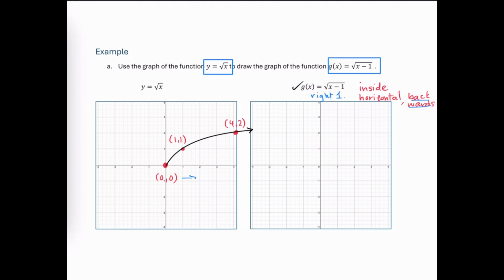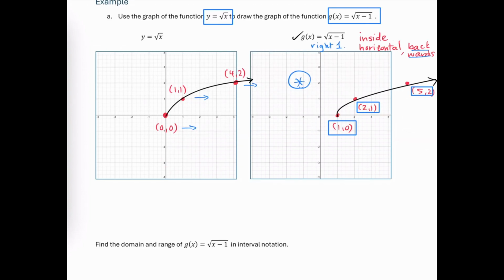Because it's on the inside and backwards, this actually is going to be a transformation to the right one. So the ordered pair 0, 0 moves to the right one and is going to land at the ordered pair 1, 0. The ordered pair 1, 1 moves to the right one and lands at the ordered pair 2, 1. And the ordered pair 4, 2 moves to the right one and lands at the ordered pair 5, 2. Let's then connect the dots with the half a parabola graph opening off to the right. And the final answer should have your points of interest clearly labeled so that it's easy to see that your graph is in the right spot.